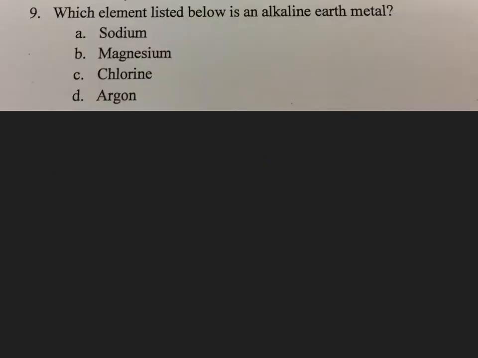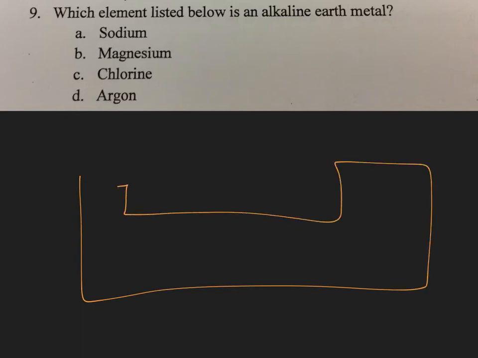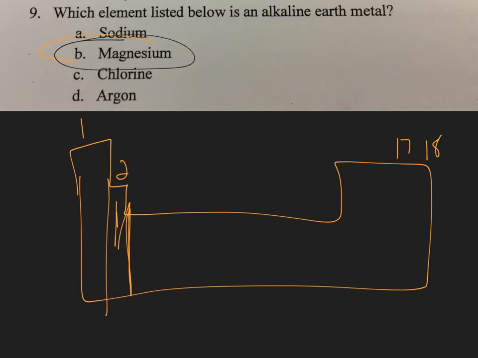Which of these is an alkaline earth metal? Going again to the periodic table, group 1 is called the alkali metals. Group 2 are the alkaline earth metals. And then over here, group 17 is the halogens. Group 18 are the noble gases. So in this case, we're looking for an alkaline earth metal, so that'd be an element here in group 2. The one of these that's from group 2 is magnesium.